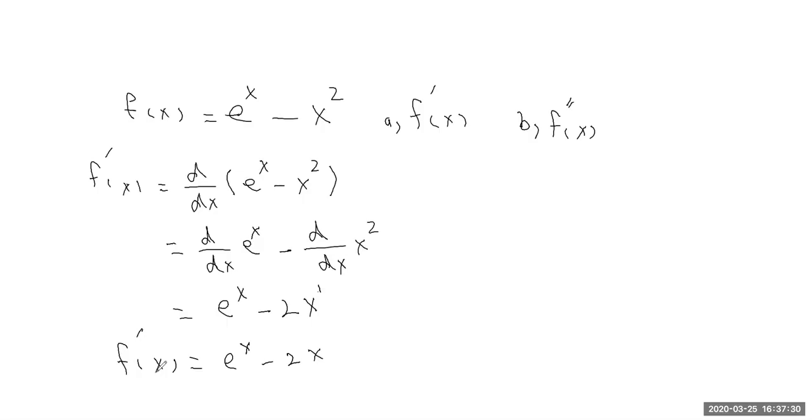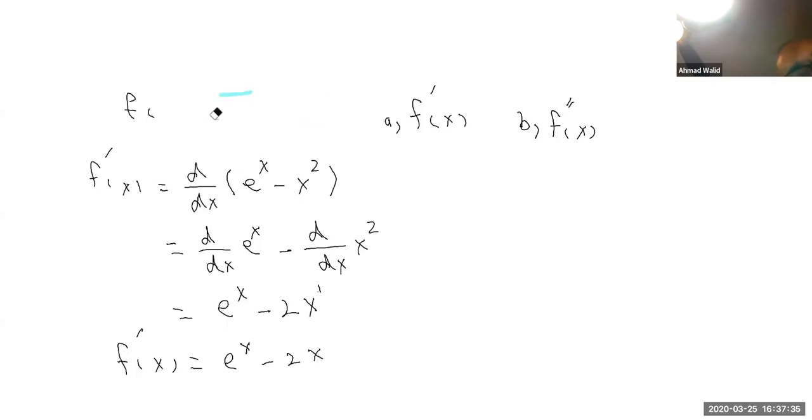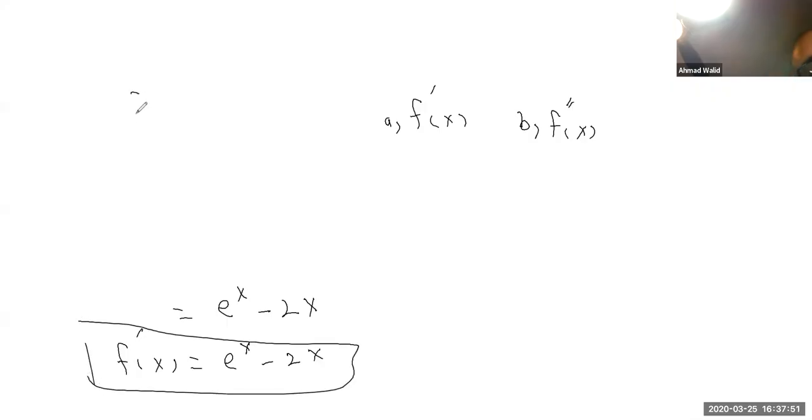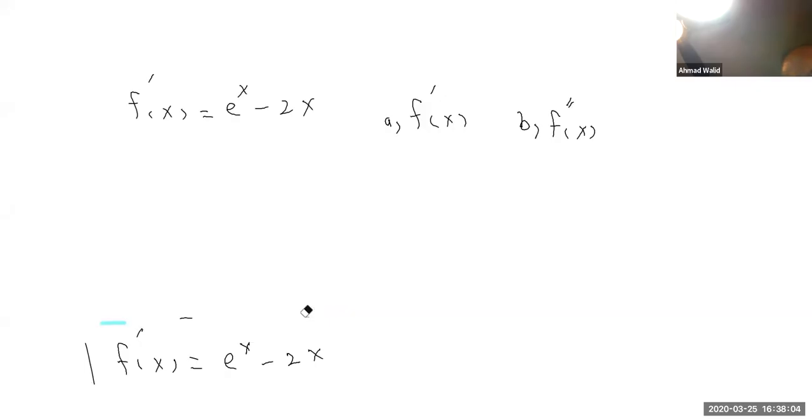No. Okay. I'll erase the top part only, and I'll find now the second derivative of this function for you, part B. Now, to find the second derivative of this function, copy the first derivative in the top, f prime x equals e to the x minus 2x. Now, take again the derivative of this function. And if you do that, it means you're looking for the second derivative of the function.